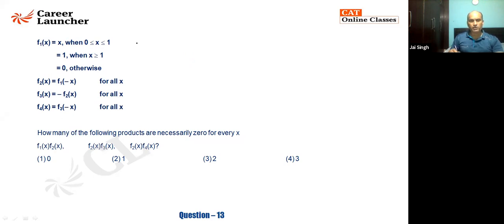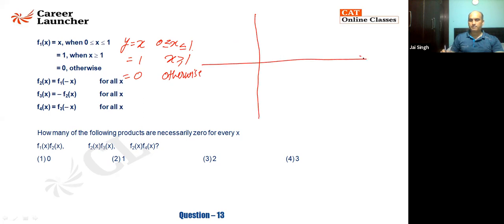So if we look at the first one, y is equal to x is one equation, and this is satisfied only whenever x is from 0 to 1. And whenever x is a value greater than 1, it is constant 1. Otherwise, it is coming out to be 0 here. So whenever x is between 0 and 1, the function is y is equal to x. For x greater than 1, this is 1. Otherwise, it is coming out to be 0.